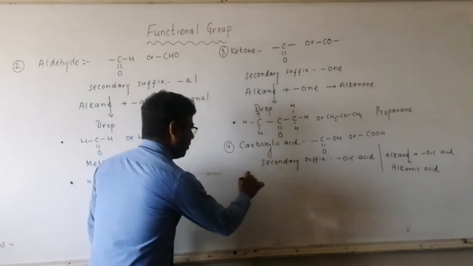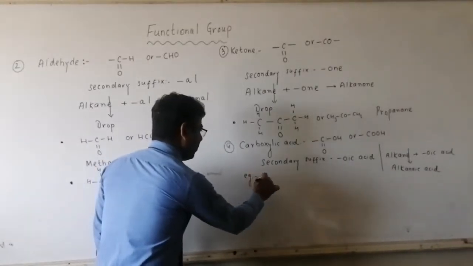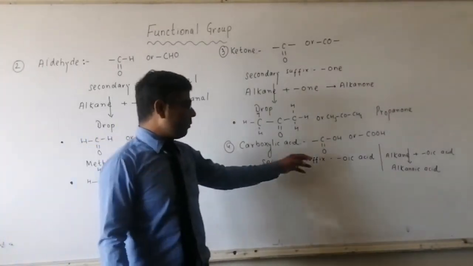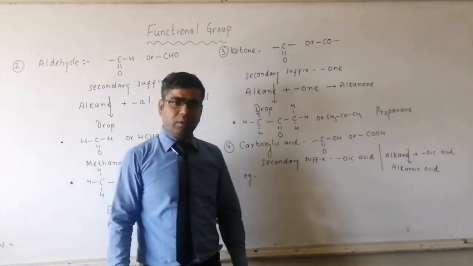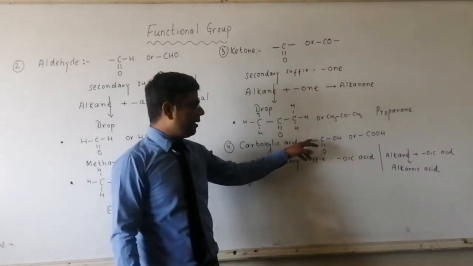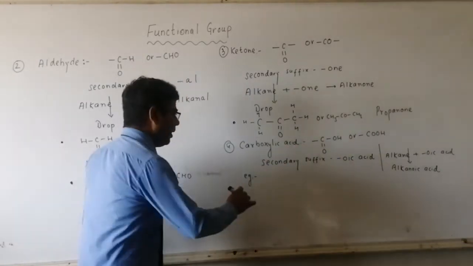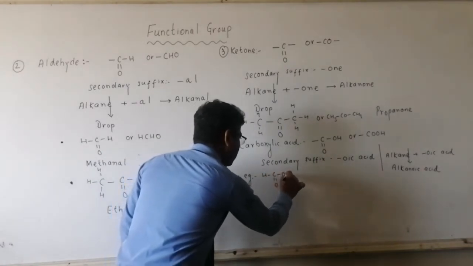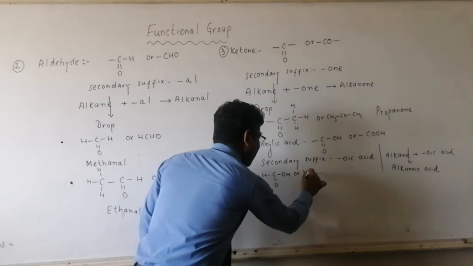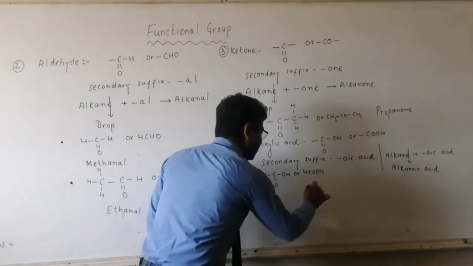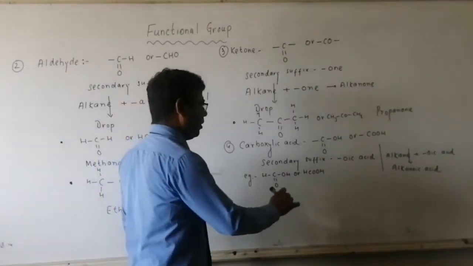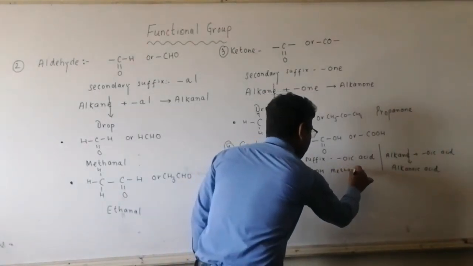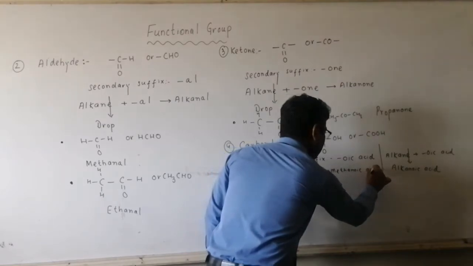First member is formed when we are having one carbon, and one carbon is already there in the group. So what we have to do? Satisfy the last valency of carbon by hydrogen, as a result of which we will obtain H, C double bond OH, or it is HCOOH. This compound is called methanoic acid.